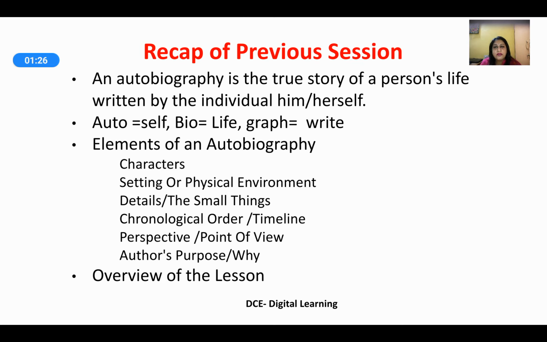So if you divide the word autobiography into three parts, auto means self, bio means life, and graph means write. The elements of an autobiography are characters, setting or physical environment, details, the small things, chronological order or timeline, the perspective or point of view, the author's purpose or the reason as to why the person has composed this particular piece, and then an overview of the lesson for a better comprehension of the text.